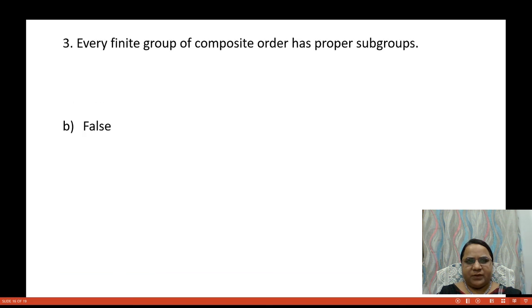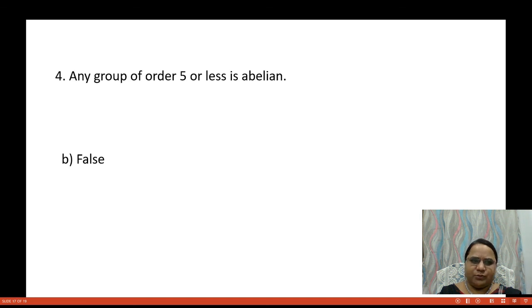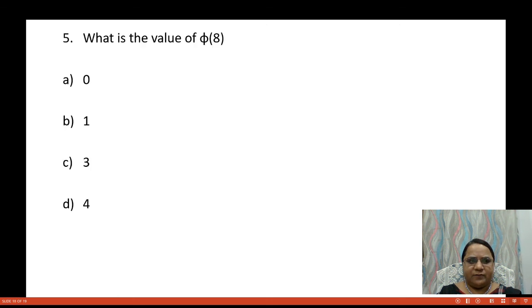Next, we have every finite group of composite order has proper subgroups. That is also true. Next, any group of order 5 or less is abelian. The answer is true in this case. Next, we have what is the value of phi of it? We have already calculated, that is 4 here.